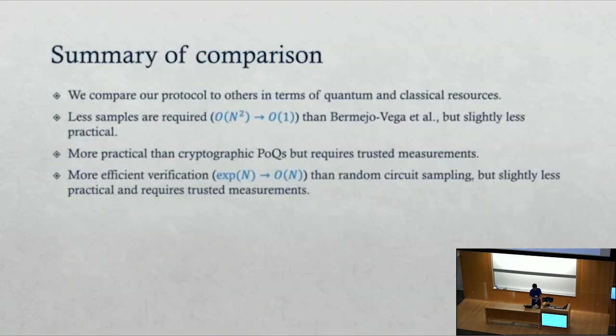So finally, a summary of comparison. What did we achieve in this protocol? We can compare our protocol to others in terms of quantum and classical resources spent. We require fewer samples compared to the Bermejo-Vega et al. paper, but our protocol is slightly less practical because we have this global CZ gate. And our protocol is more practical than cryptographic proofs of quantumness, but we require trusted measurements, so it's not a very computer-scientific verification concept. And we have much more efficient verification compared to random circuit sampling because we just need linear time classical computation.